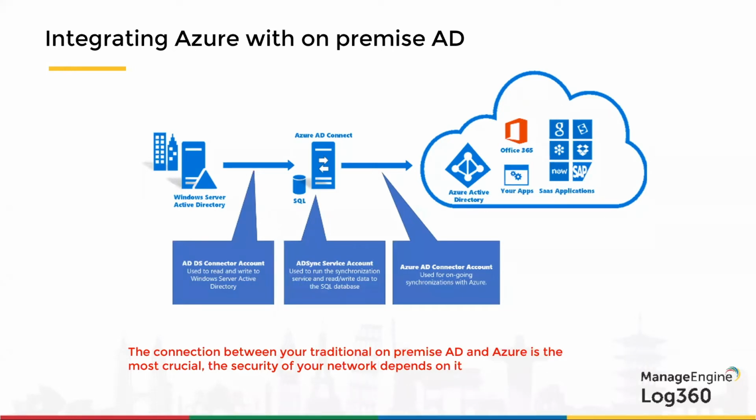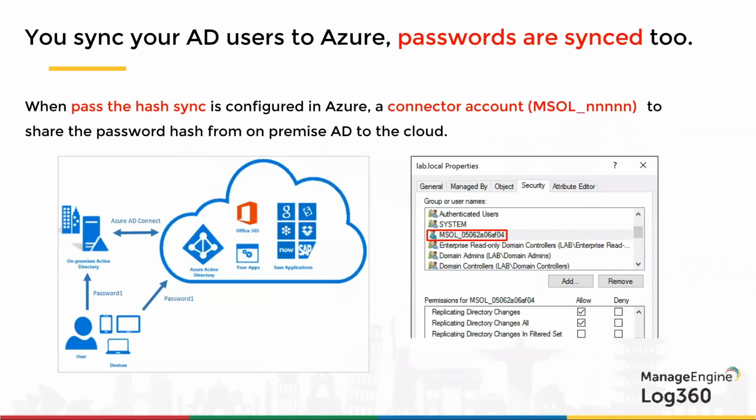The security of your network depends on this, because the ADDS account is used to read and write information on-prem. The AD Sync service is used to run the synchronization service and read-write data to the SQL database. And the Azure AD Connect account is used for ongoing synchronizations with Azure. So it is essential that you pay attention to the connection between on-prem and cloud, because when you sync your AD users to Azure, passwords also get synced. And when password hash sync is configured, that specific account shares the password hash from on-prem to the cloud.